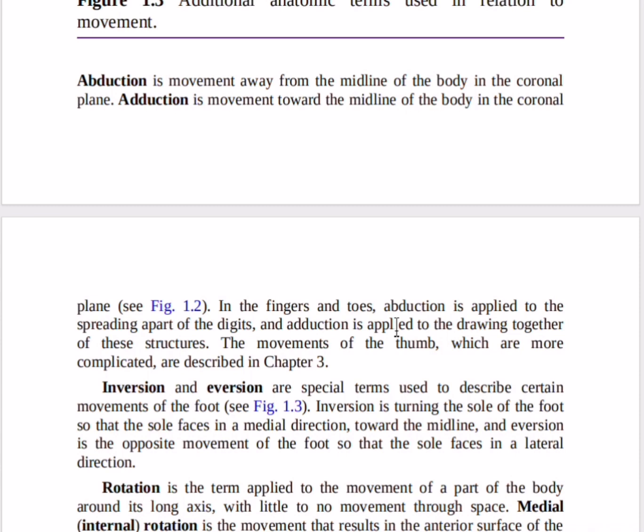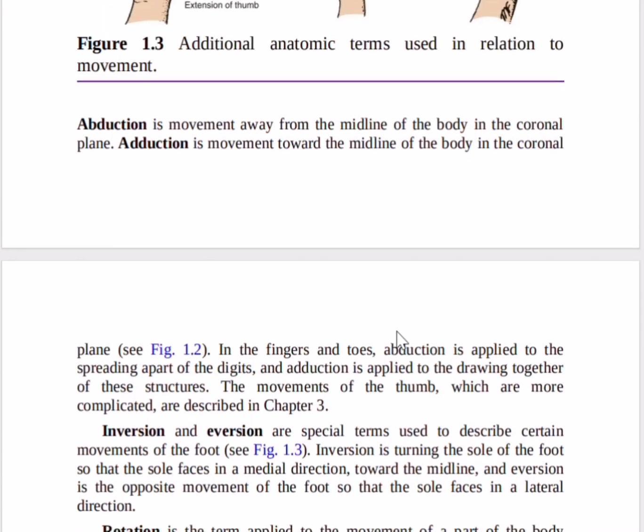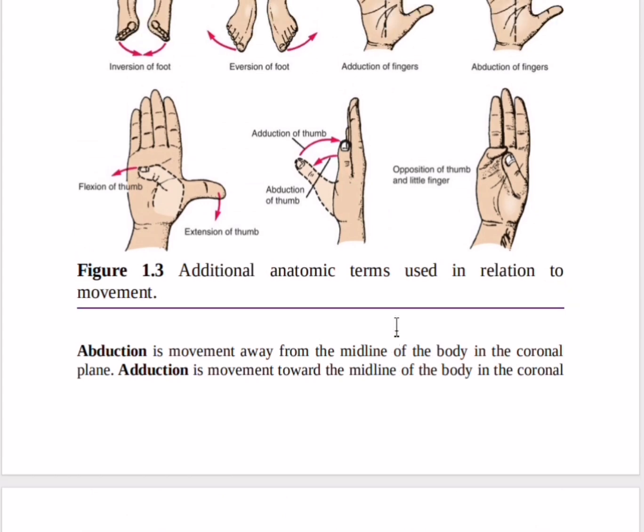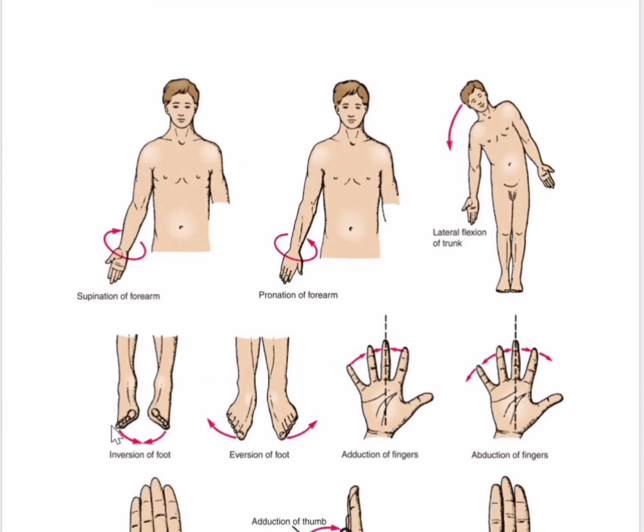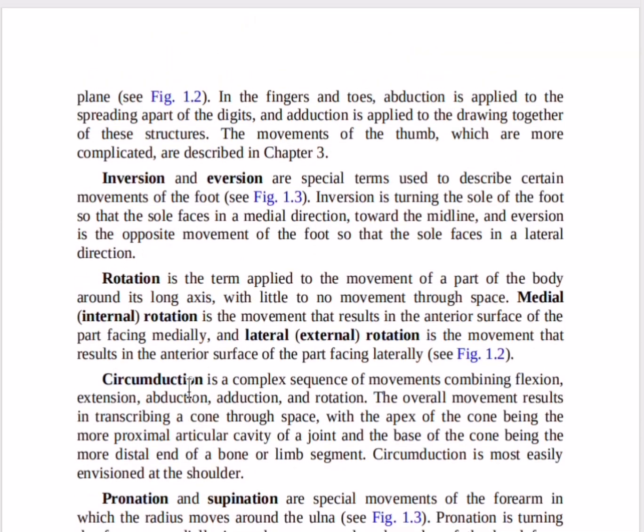Invasion and evasion. These are special kinds of movements which are done by your feet. For example, can you see that this is invasion? The sole of your foot is going inwards. Invasion. Then evasion. The sole of your foot is going outwards. Evasion. I hope that's clear.